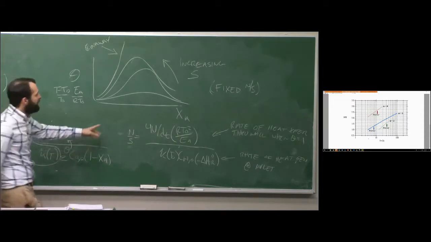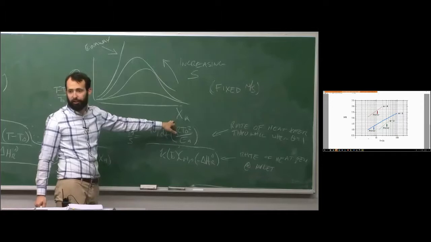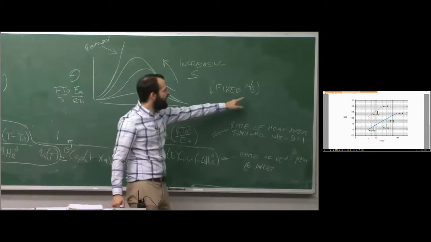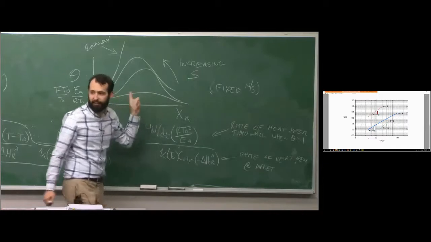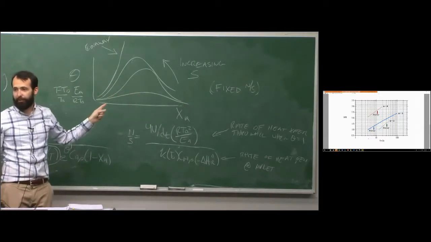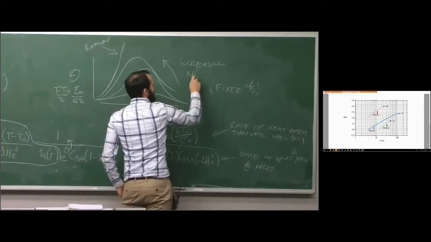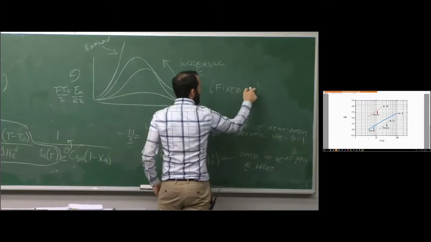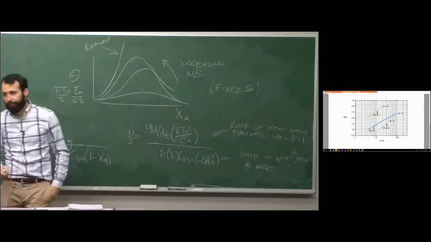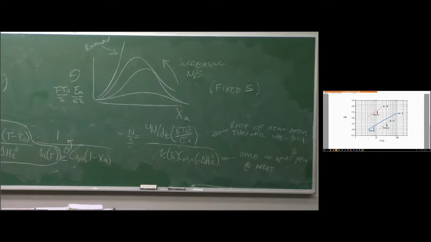If I plot theta versus concentration, and I keep S fixed and vary N over S, I get the exact same shape. Okay? So you guys have already written this one down in your notes. If I increase N over S, but I'm holding S constant, the same thing happens. Now, runaway is defined as when this expression, theta versus concentration, does not go through a maximum. That's when you have a runaway reaction.